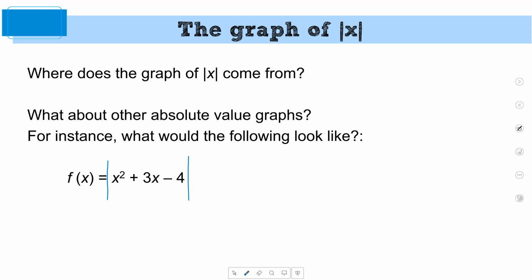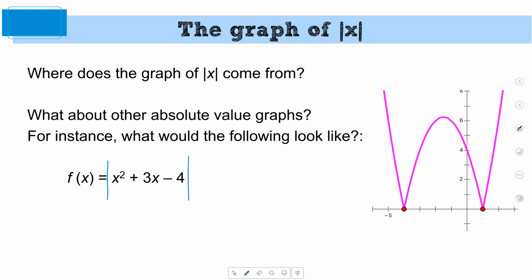Okay, so the question is, where does that come from? Yours should look something like this, depending on how you stretched or scrunched it left or right. How did I get that? Because it's just the normal parabola, but where the y value is less than 0, it's reflected over the x-axis. Couldn't have said it better myself.